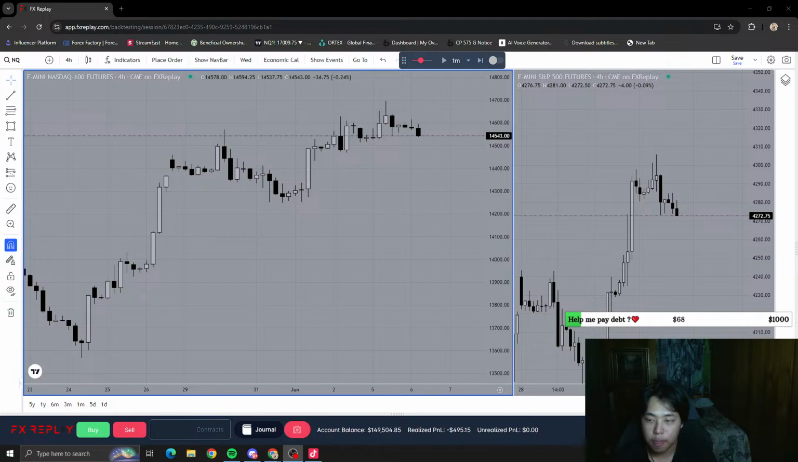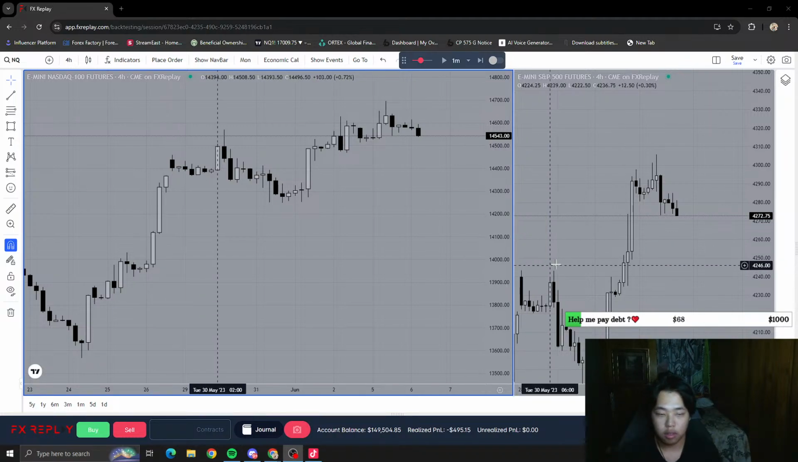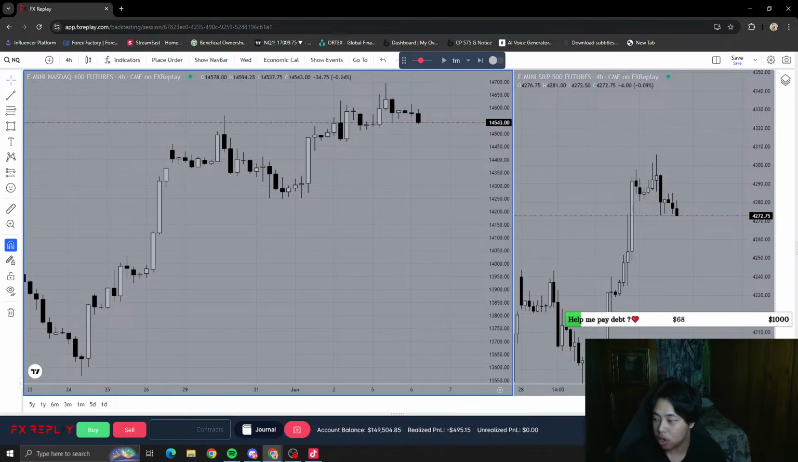Use SMT. What time do you place trades? I usually place trades from like 9:30 to 11, because that's what I was taught. You feel me? External range liquidity to internal range liquidity.